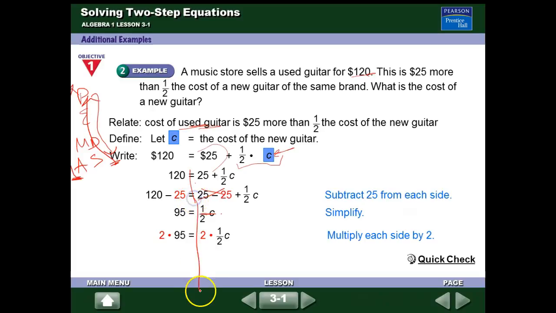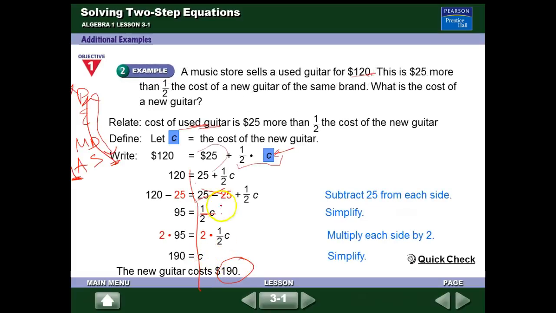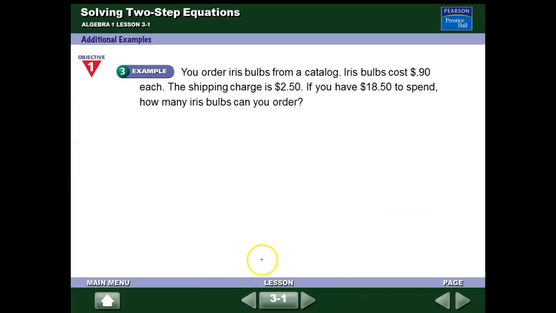Whatever you do to one side of your line, you got to do the other. 2 times 95 is going to give you 190 equals C. So a new guitar costs 190 bucks. You can punch in 190. So 1/2 times 190 plus 125 will give you $120. So that will check. You know that does work. So the question asked is, what is the cost of a new guitar? You can say $190.